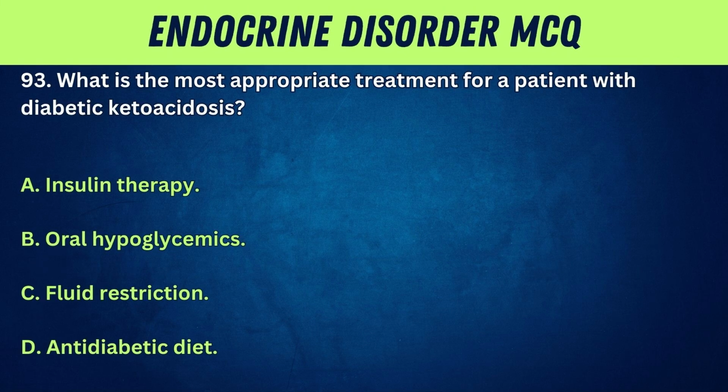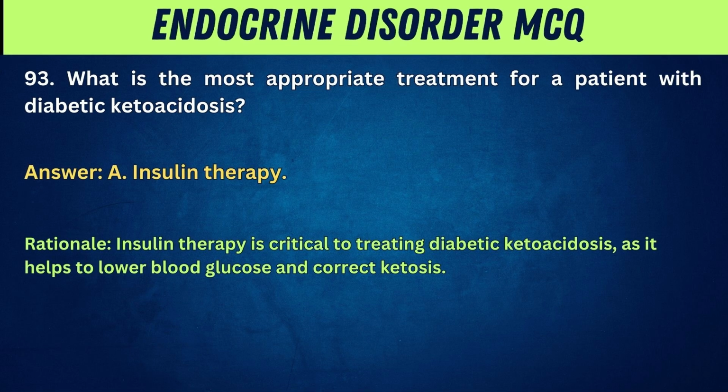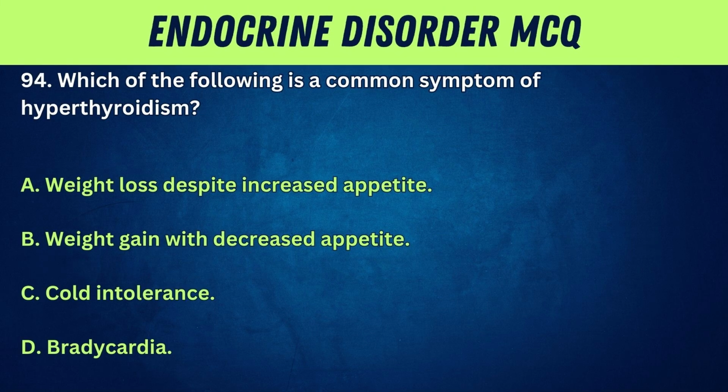93. What is the most appropriate treatment for a patient with diabetic ketoacidosis? A. Insulin therapy. B. Oral hypoglycemics. C. Fluid restriction. D. Anti-diabetic diet. Answer: A. Insulin therapy. Rationale: Insulin therapy is critical to treating diabetic ketoacidosis as it helps to lower blood glucose and correct ketosis. 94. Which of the following is a common symptom of hyperthyroidism?